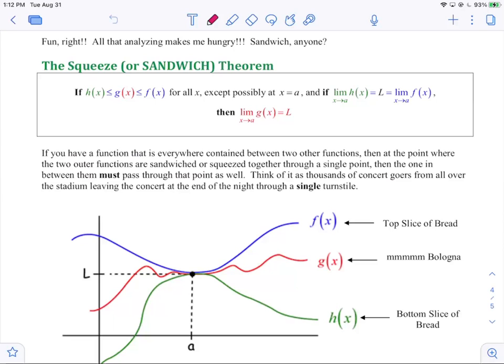And this red graph shows it kind of going in between, but it could actually be bouncing off the blue and the green graph, because it just has to be less than or equal to the blue, greater than or equal to the green.